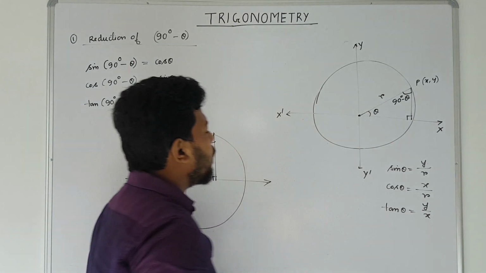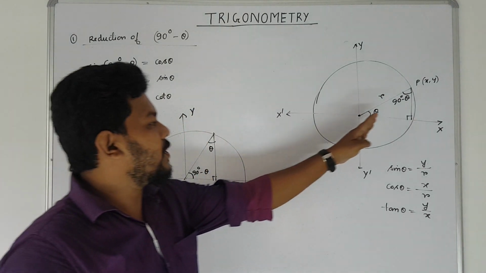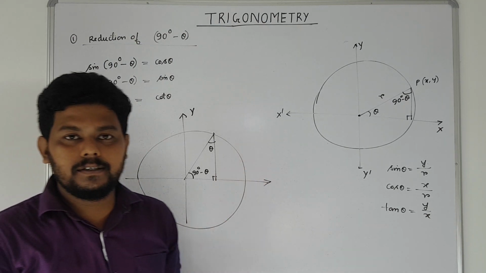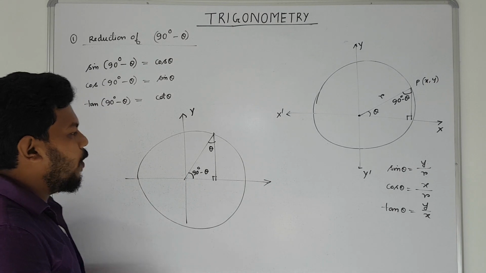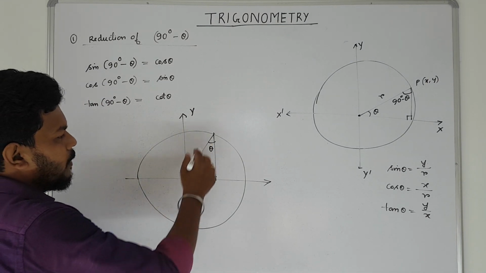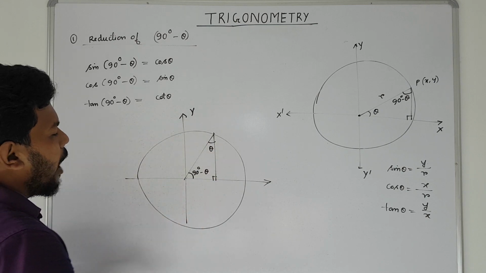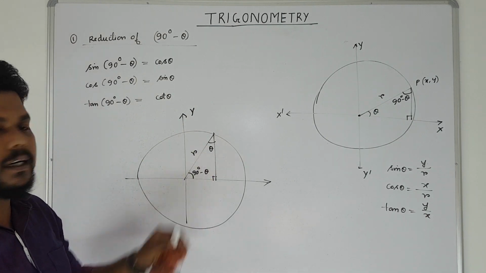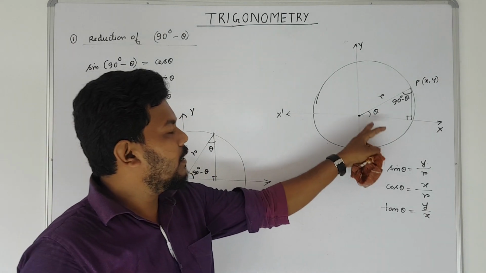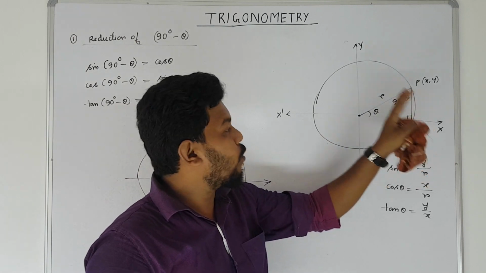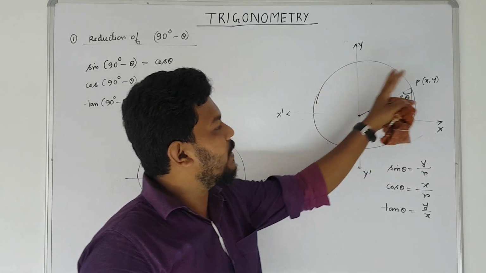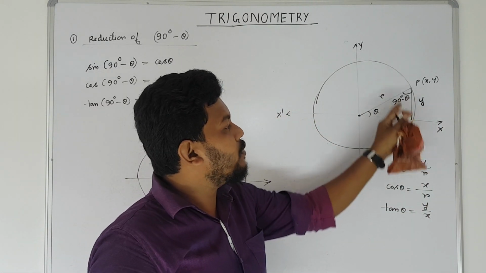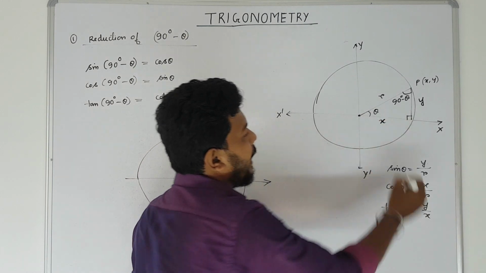Okay. Now these two triangles are congruent by the RHS congruency. This is right hand side congruency. Now this is your right angle triangle having hypotenuse small r, and they have similar angles. So for this triangle, the length of the side corresponding to the angle theta, that is the opposite side of theta, is equal to y, and for the angle 90 minus theta, the opposite side is of length small x.